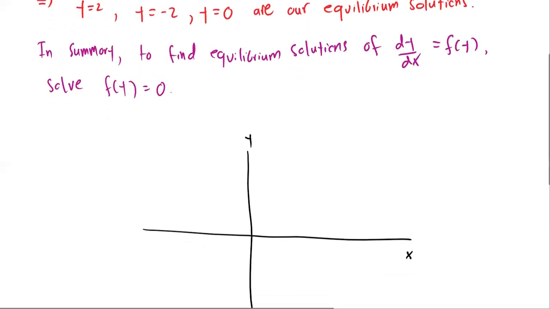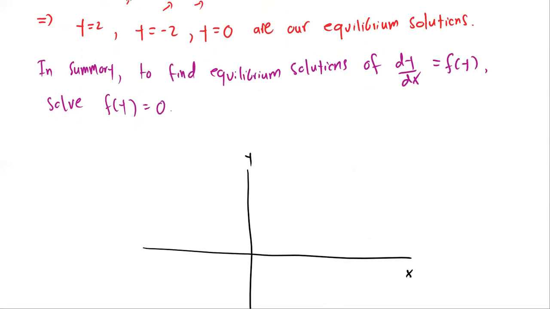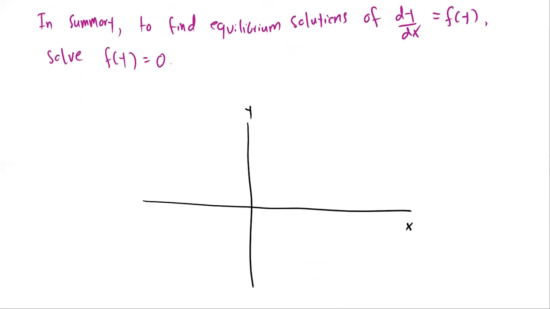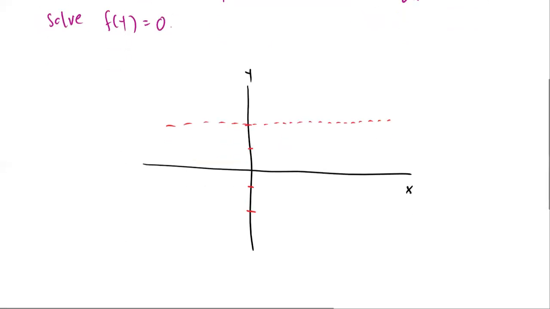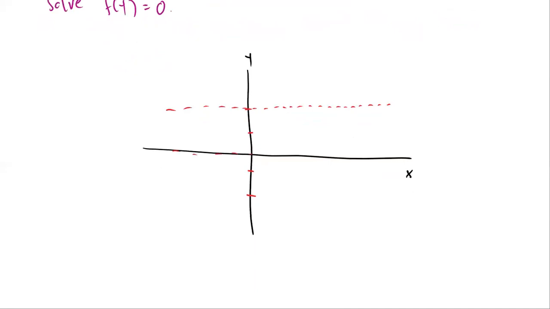So if we wanted to plot these equilibrium solutions that we found before, we would just plot horizontal lines at those y values. So let's see, we have 1, 2, -1, -2. Usually you plot functions as a solid line, but I'm going to plot the equilibrium solutions as a dotted line for a reason that I'm going to tell you in a moment. So this is the equilibrium solution y equals 2. This is the equilibrium solution y equals 0. This is the equilibrium solution y equals -2.